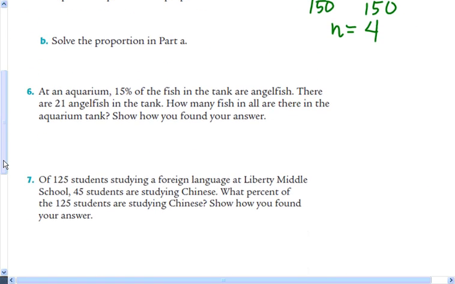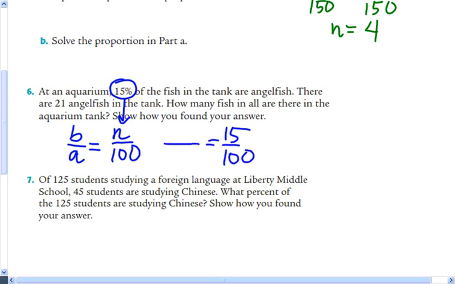At an aquarium, 15% of the fish in the tank are angelfish. There are 21 angelfish in the tank. How many fish in all are there in the aquarium tank? Show how you found the answer. So again, I'm going to use the proportion. The part over the whole is equal to the percent out of 100. And then I have a percent here, 15%, so I know that goes where the n is. So I have 15 out of 100.